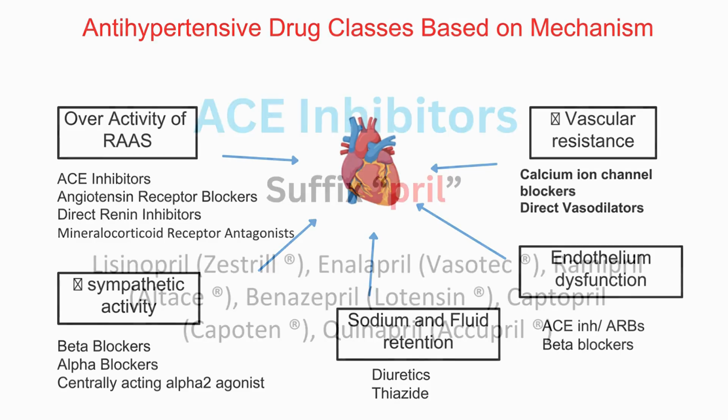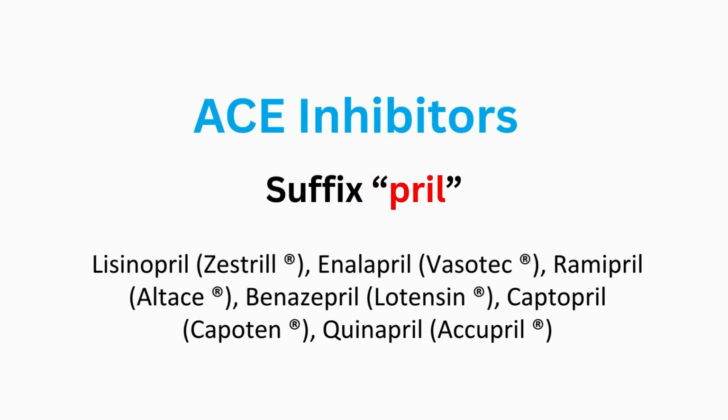Okay, so we have this landscape of what can go wrong. So let's map the drugs to these targets. First up, let's talk about ACE inhibitors. Those are the -pril drugs like lisinopril. How do they work? Where do they fit in?